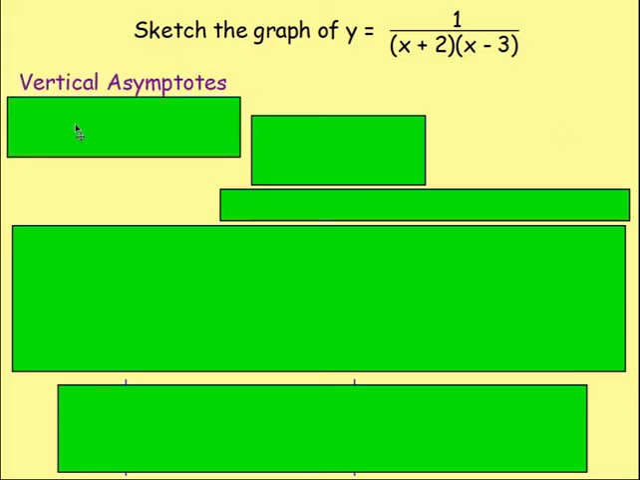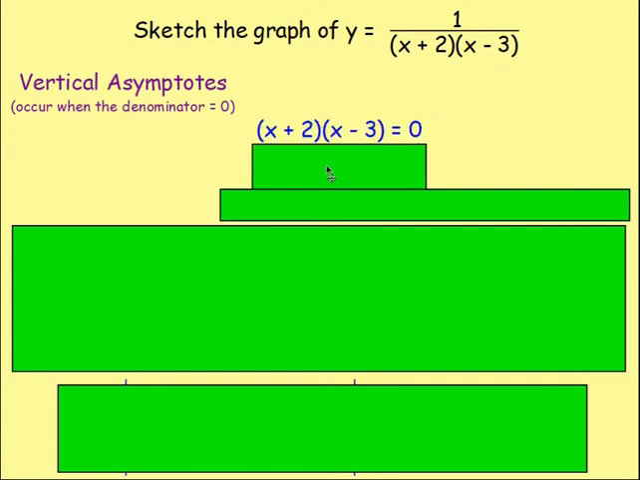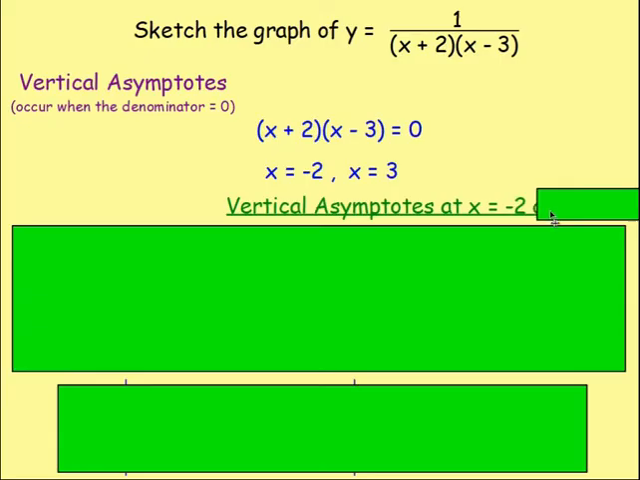We now need to deal with the vertical asymptotes. Where do these occur, David? Perfect, when the denominator equals 0. So take your denominator, (x plus 2)(x take away 3), and set that equal to 0. If you solve that, you will get two values of x. We get x is negative 2 and x equals 3. Therefore, you can say there are vertical asymptotes when x equals negative 2 and x equals 3. So you're going to get your vertical lines drawn in.